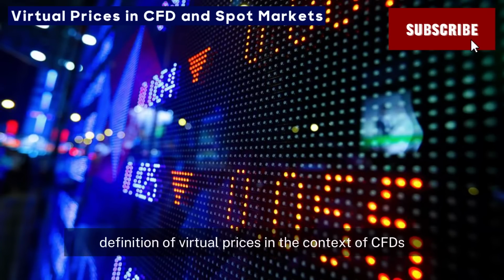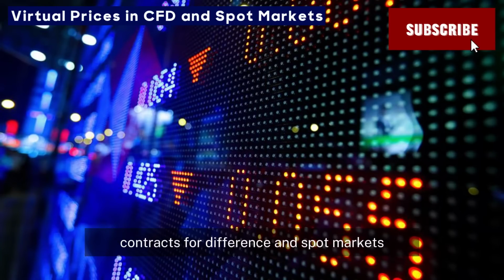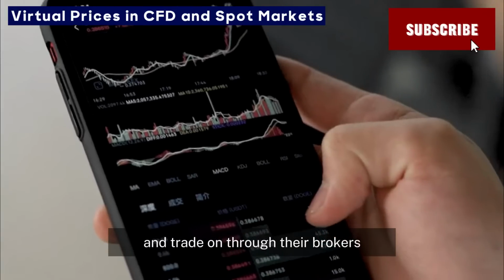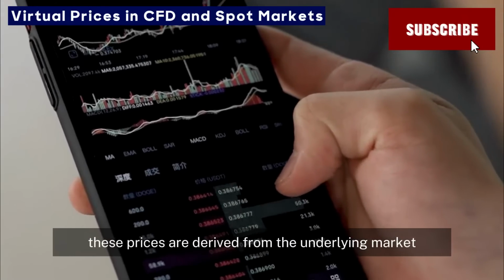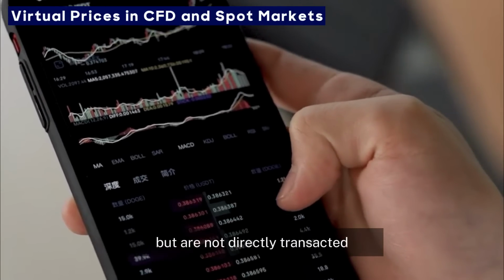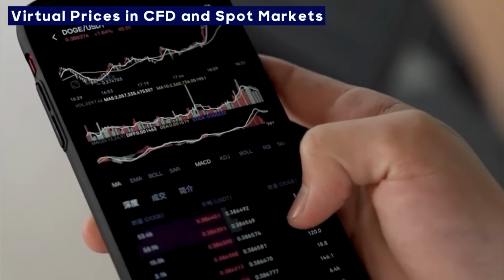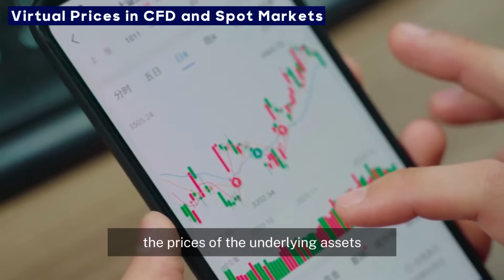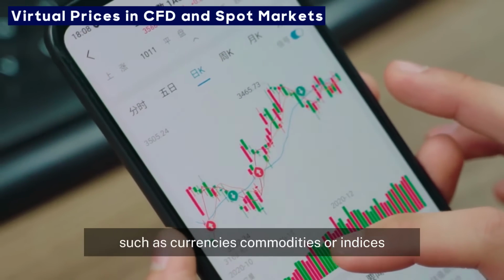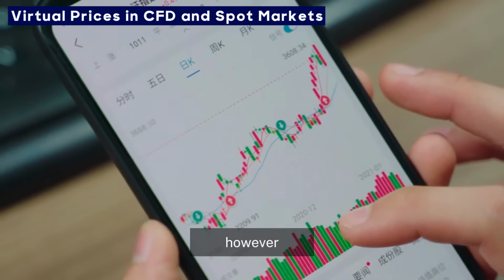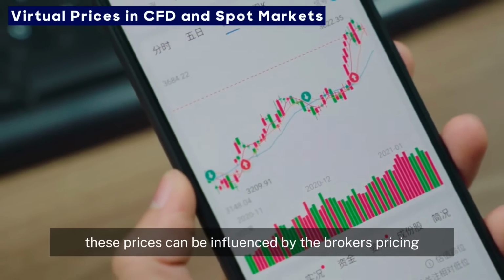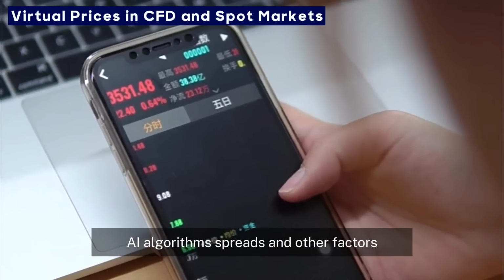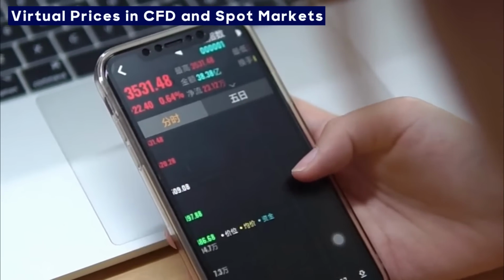Definition of virtual prices. In the context of CFDs, contracts for difference, and spot markets, virtual prices refer to the quoted prices that traders see and trade on through their brokers. These prices are derived from the underlying market but are not directly transacted on traditional exchanges. CFD prices are generated by brokers and are based on the prices of the underlying assets, such as currencies, commodities, or indices. However, these prices can be influenced by the broker's pricing AI algorithms, spreads, and other factors.